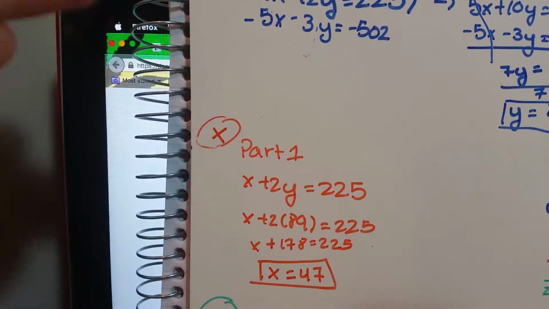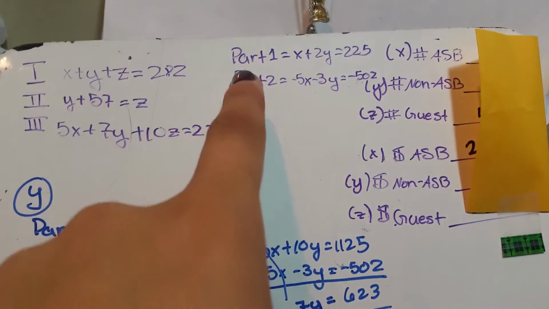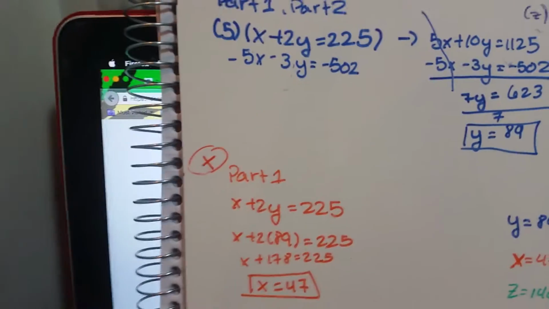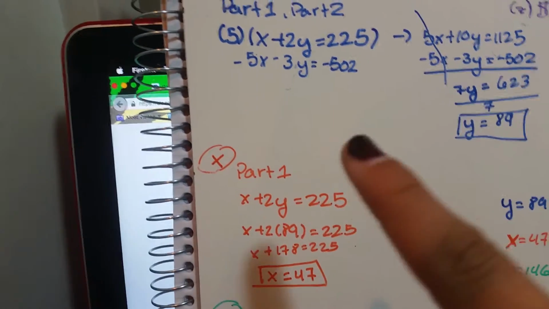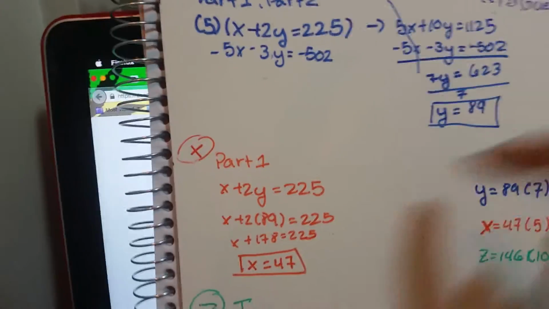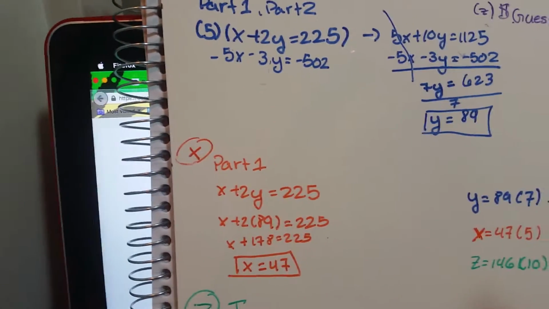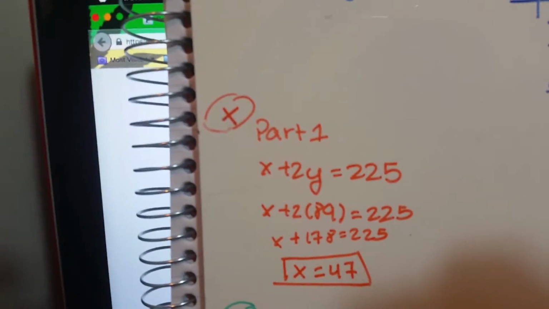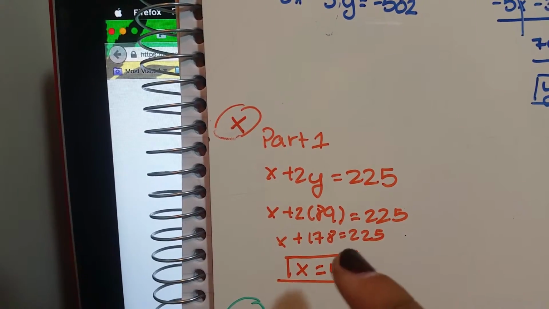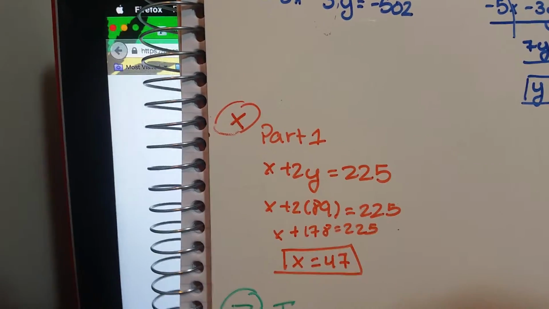So now we're going to do x. In order to find x, all we have to use is the equation from part 1. X plus 2y equals 225. The reason we only have to use 1 is because we know what y is, so we're able to cancel it out. We know y is 89. So x plus 2y equals 225. X plus 2 times 89 equals 225. So once you multiply 89 times 2, it's 178. You subtract 178 by both sides of the equal sign, and x is equal to 47.